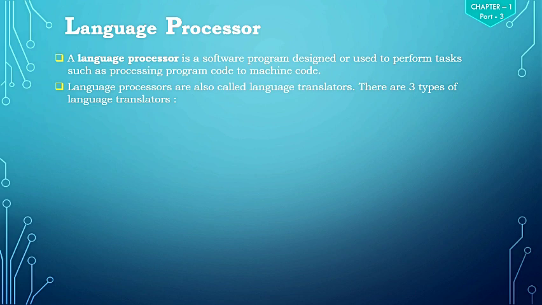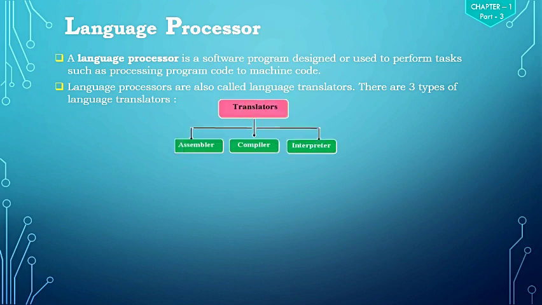A computer understands the binary language, which is known as the low level language. So it is very difficult for us to understand low level language. We are using high level language like English, but the computer cannot understand that language. So we need a language processor that converts our high level language into machine level language. There are three types of translators or language processors, that is assembler, compiler and interpreter.